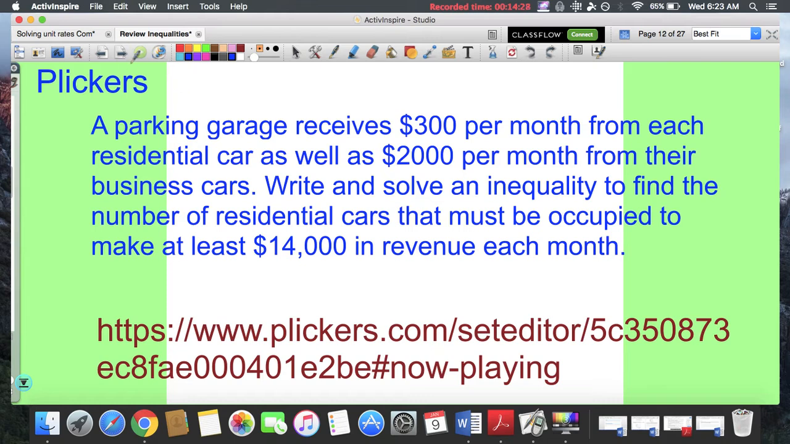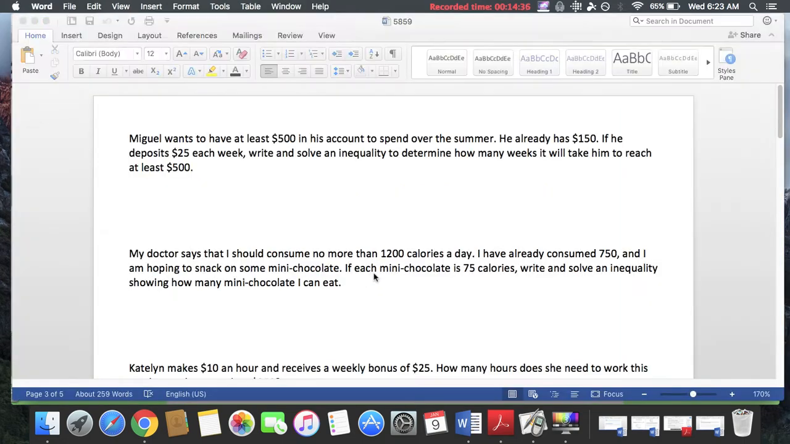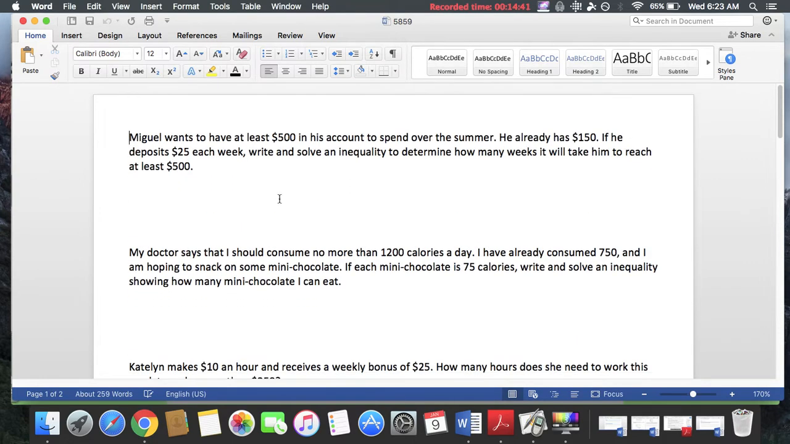Your Plickers, we'll do it in class, and then I'm going to do now the questions that you're going to do in your whiteboards. Okay, so let's start with this one.